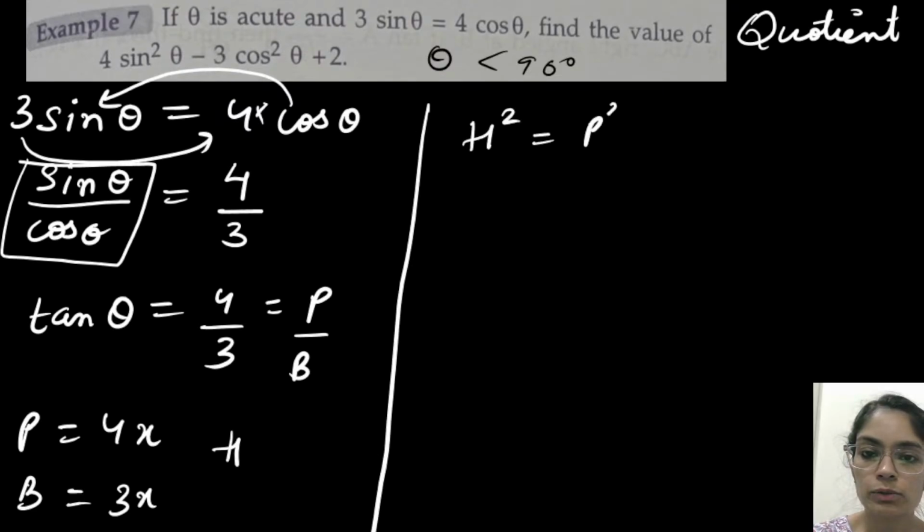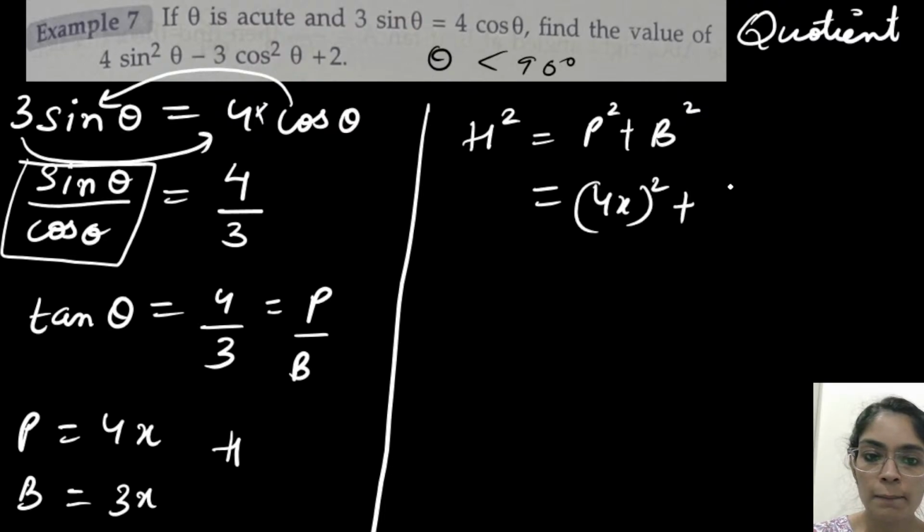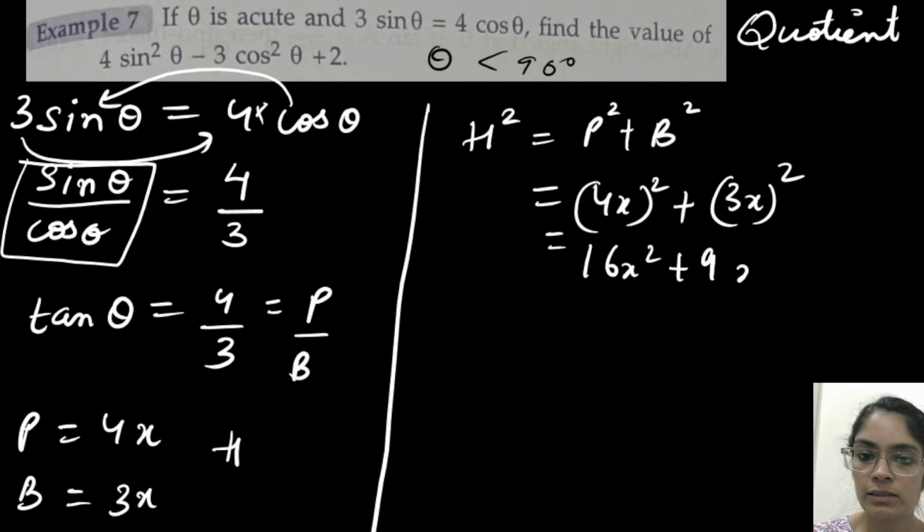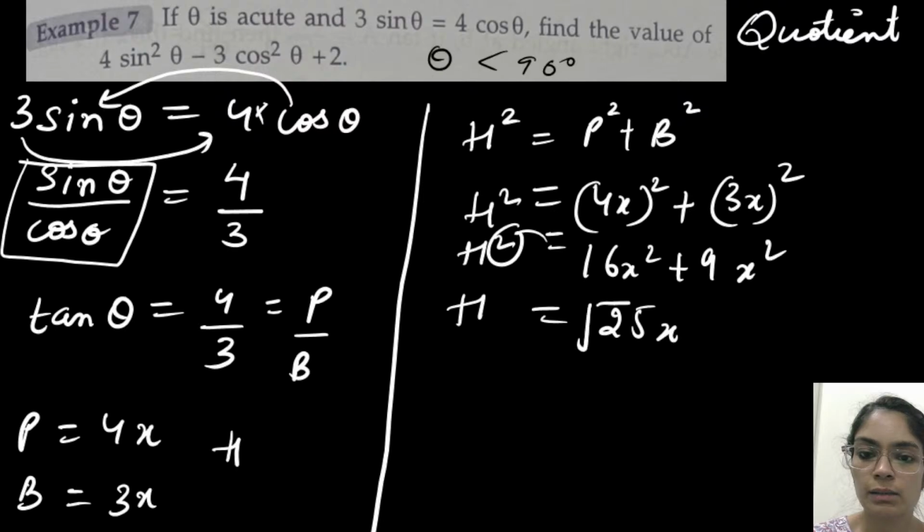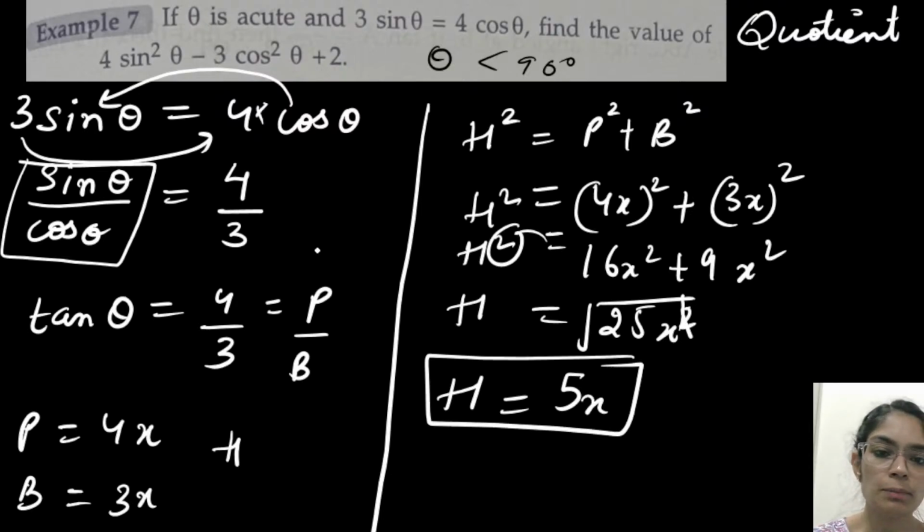So h square is equals to p square plus b square. Perpendicular is here 4x, 4x square. Base is 3x square. So 16x square plus 9x square. So I am just simplifying. So 25x square, here h square. So when square we shift to the other side, it will become square root. So square root of 25 is 5, and square root of x square is x. So hypotenuse we found 5x by using Pythagoras theorem. So we know perpendicular, we know base, and hypotenuse also now.